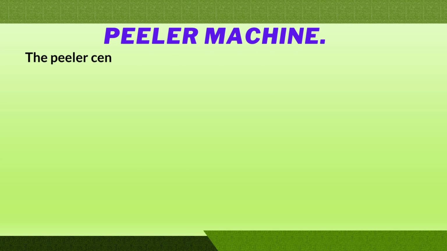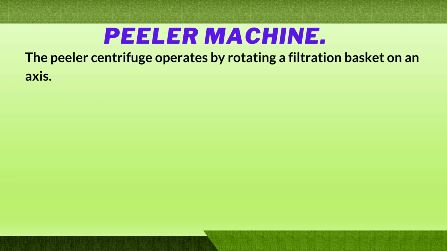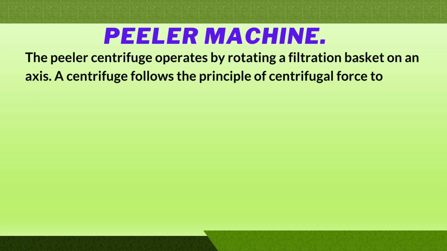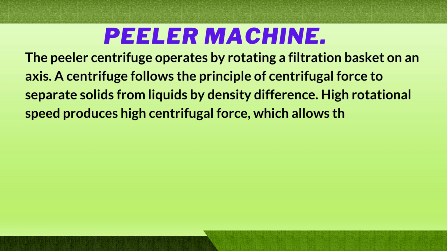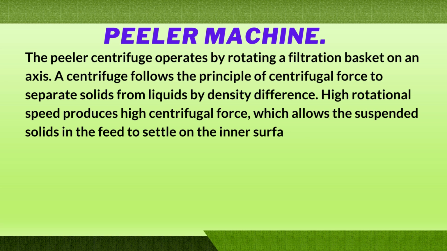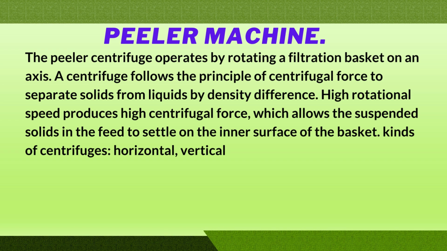Peeler machine. The peeler centrifuge operates by rotating a filtration basket on an axis. A centrifuge follows the principle of centrifugal force to separate solids from liquids by density difference. High rotational speed produces high centrifugal force, which allows the suspended solids in the feed to settle on the inner surface of the basket. Kinds of centrifuges: horizontal, vertical peeler centrifuge, and siphon peeler centrifuge.